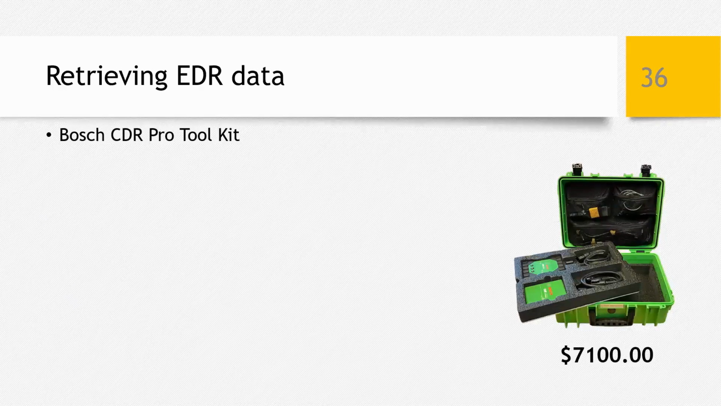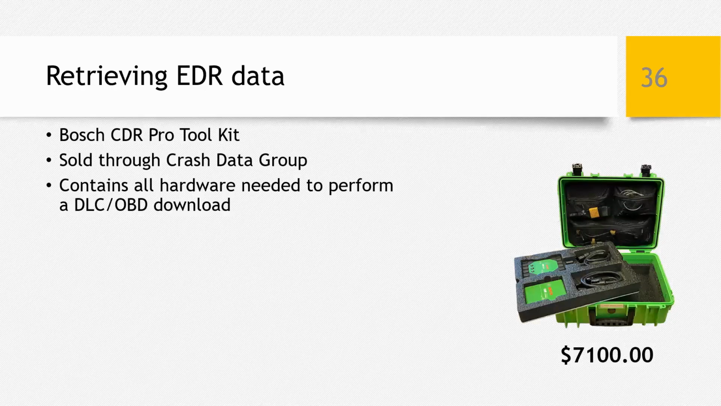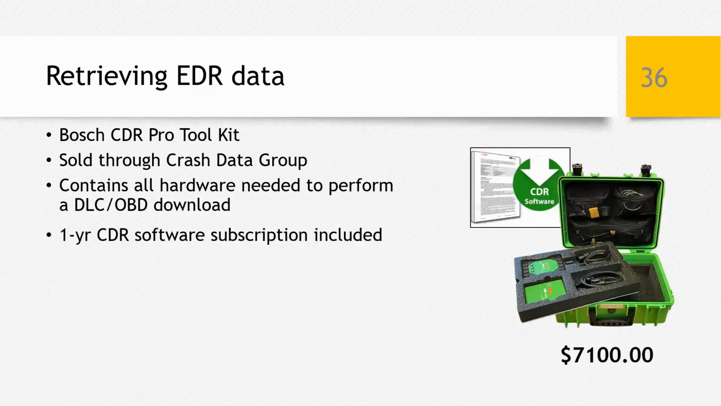The Bosch CDR Pro Toolkit sells for $7,100. It's available through Crash Data Group. The kit contains all of the hardware needed to access and download data from any of the supported vehicles in the Bosch system through a vehicle's OBD port. It also includes a 1-year CDR software subscription.